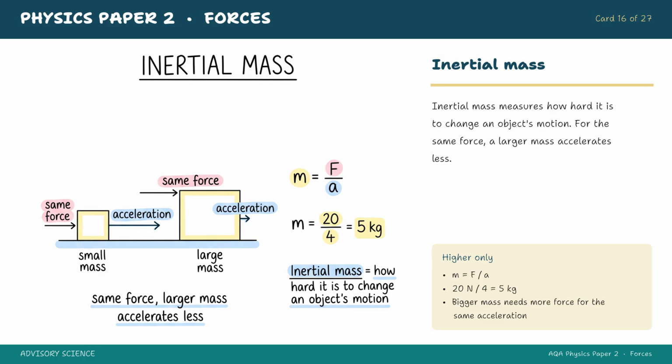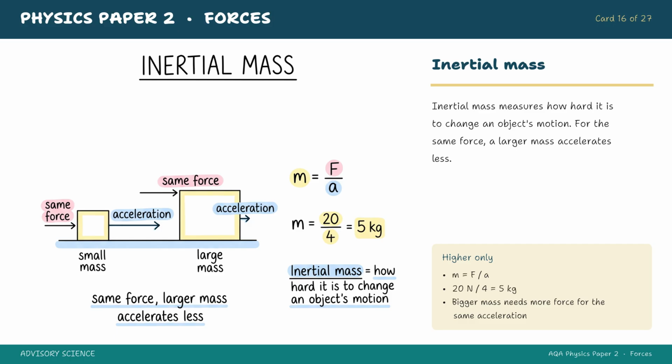To calculate inertial mass, start with Newton's second law. Force is mass times acceleration, F equals ma. If the question asks for mass, rearrange the equation by dividing both sides by acceleration. So mass is force divided by acceleration. M equals F divided by a.